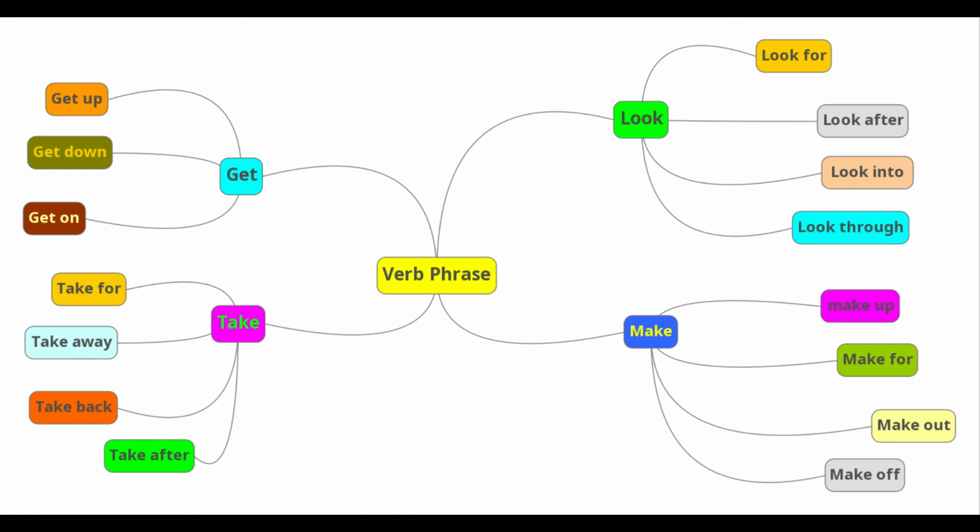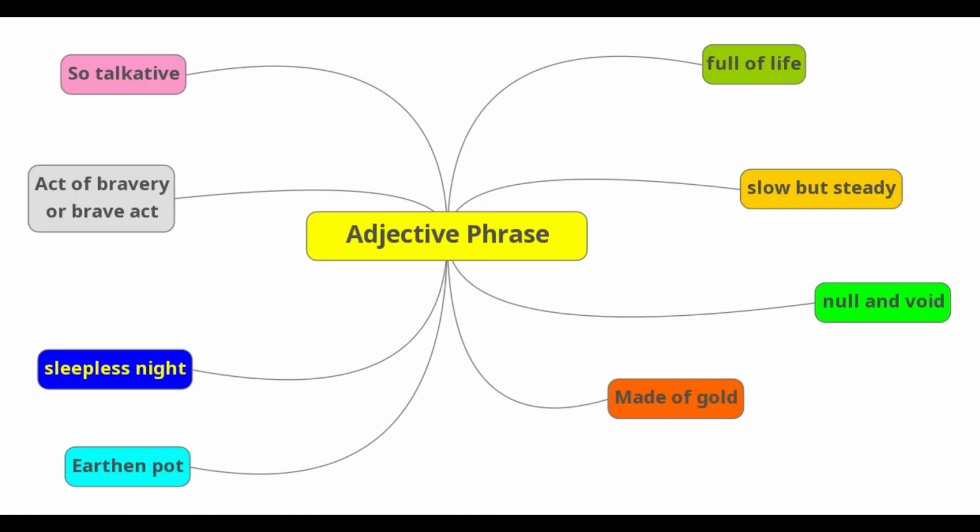Some more adjective phrases are: full of life, slow but steady, null and void, made of gold or golden, earthen pot, sleepless night, brave act, so talkative, etc. There are many more examples. Use of such adjective phrases in sentences can increase the beauty of the writing.